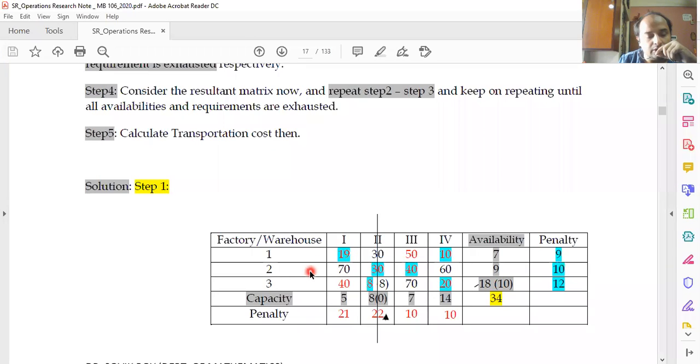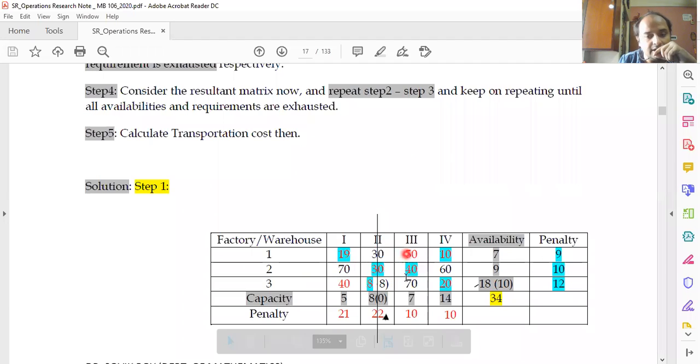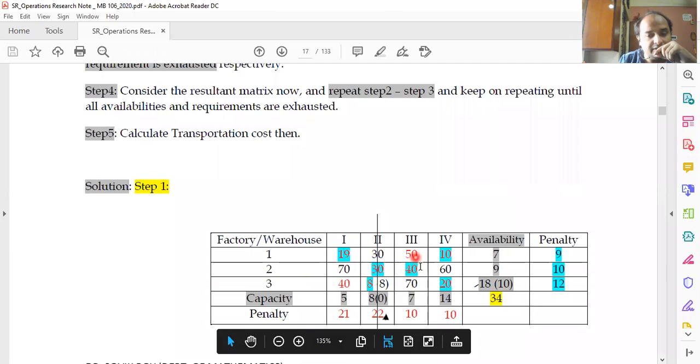Let us go to row number 2. In row number 2, the minimum element is 30, and the last but one minimum is 40. So the positive difference of 30 and 40 is 10. So I'm writing here 10. In the third row, the minimum element is 8 and the last but one minimum, or you can say the next minimum, is 20.